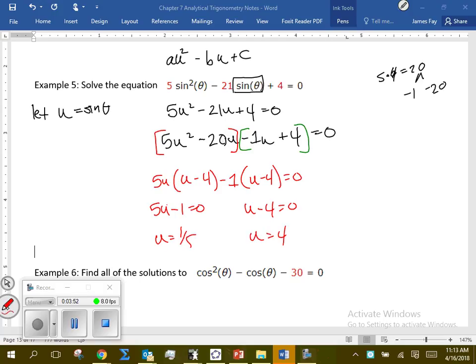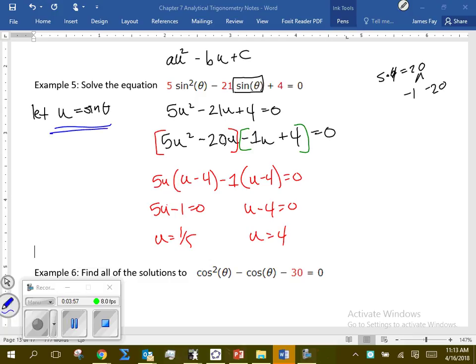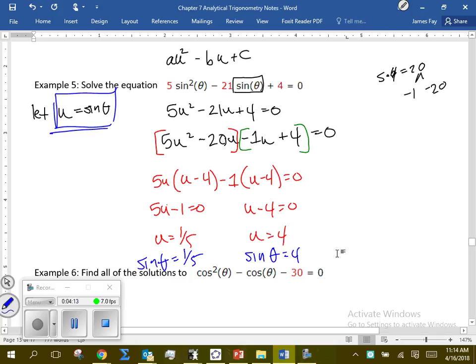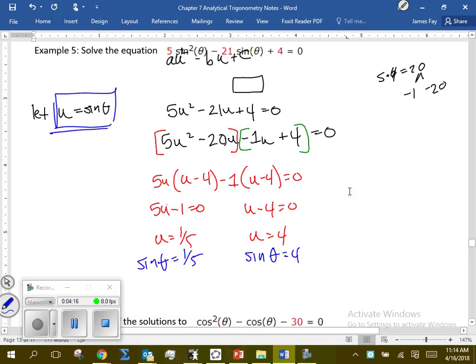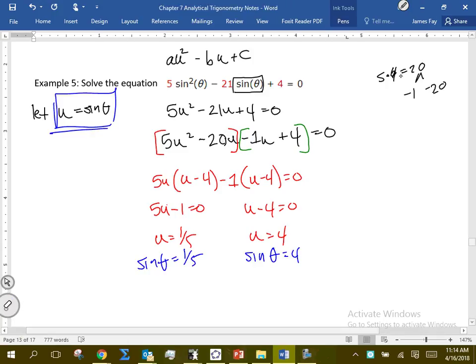And now at that stage, all you've got to do is go back, because we just solved for u. We remember we're trying to solve for theta. So you go back one substitution and say, okay, now sine of theta is my u. So sine of theta equals 1/5, and here I'll say sine of theta is equal to 4. Is that all right? Hopefully those are all things that you remember from algebra.